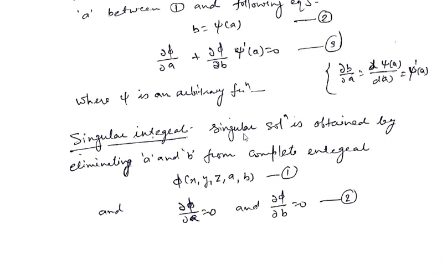Singular solution. Singular solution is the solution obtained by eliminating a and b from the complete integral and the equations del phi upon del a equals 0 and del phi upon del b equals 0. From these three equations we eliminate a and b, then the resultant relation gives the singular integral.